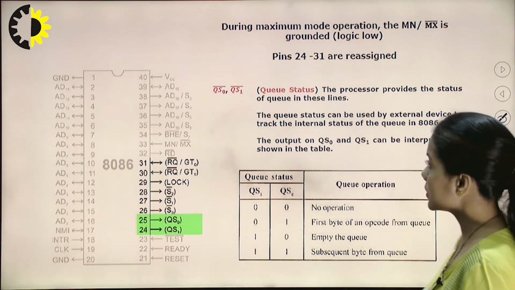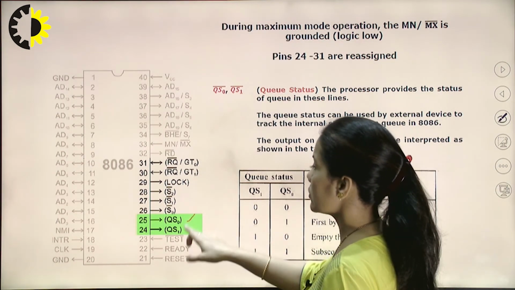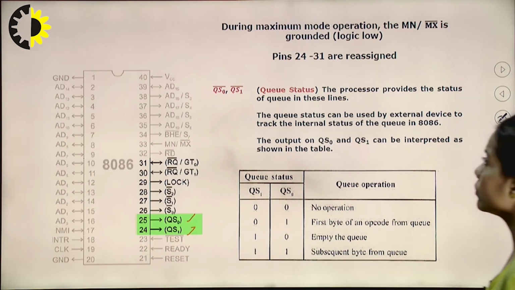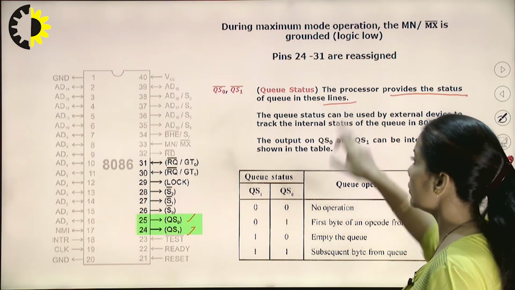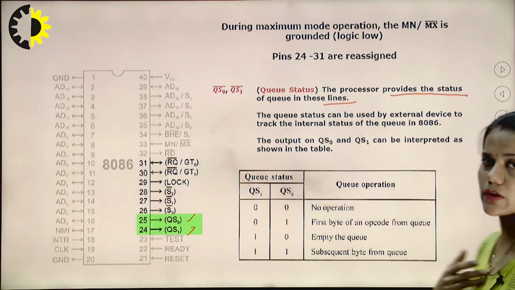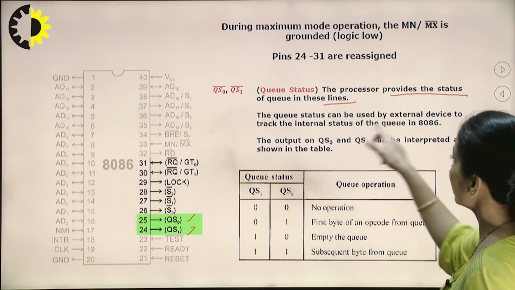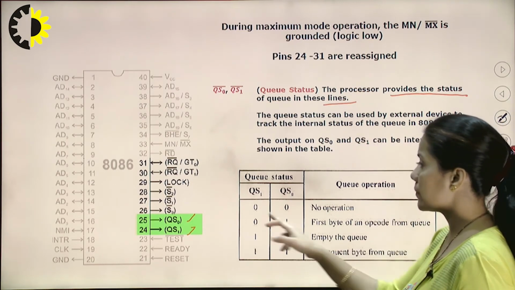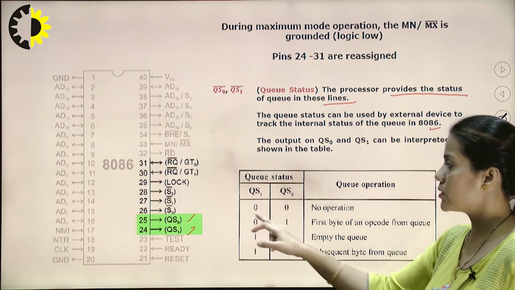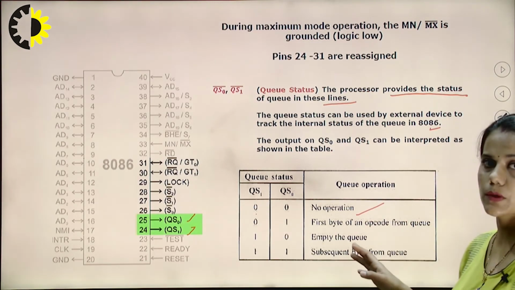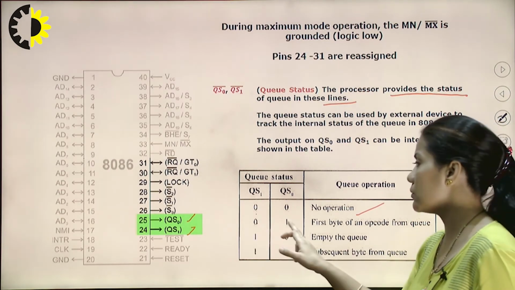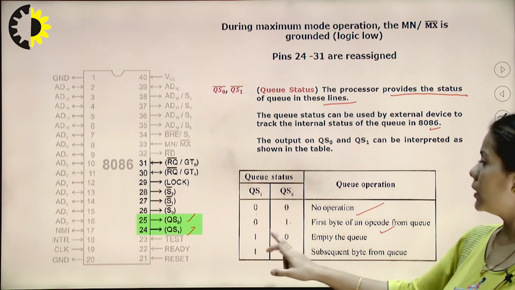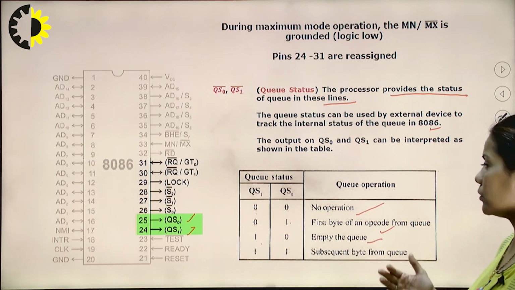Now these two pins, QS0 and QS1, pin numbers 24 and 25, indicate the queue status. The processor provides the status of the queue in these lines. It can be used by an external device to track the internal status of the queue. So how is the internal status determined? If QS1 and QS0 are 00, then no operation is being performed in the queue. If this is 0 and this is 1, the first byte of the opcode is being fetched from the queue. Now 10 indicates that the queue has to be emptied.